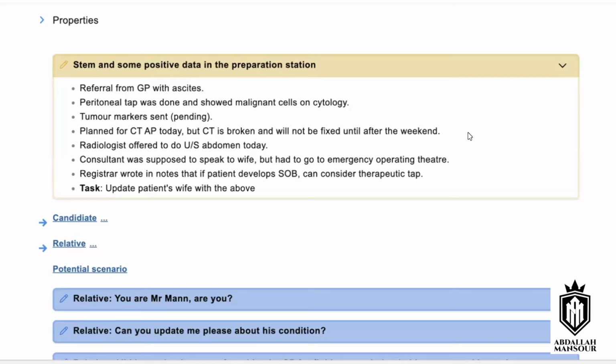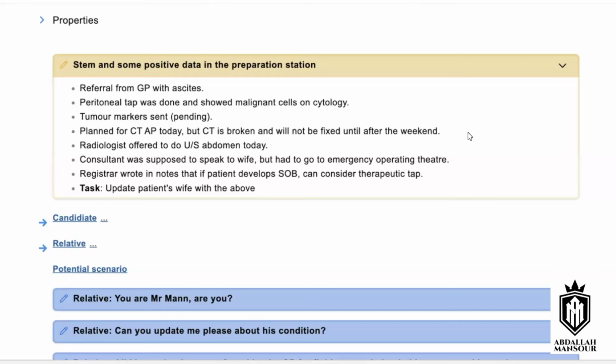Your task is to update the patient's wife with the above information. Of course, in the STEM, you will not have all of this information, which I just mentioned, but this will be available in the patient notes. So the STEM will usually say, update the patient's wife or the patient's son or whatever about the patient's current condition, and you'll have to go through the notes and read everything, but these are the summary of the findings.